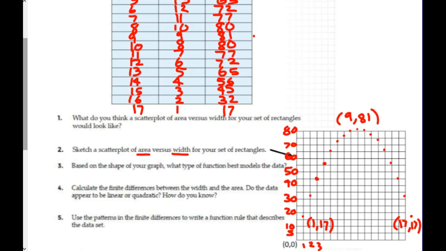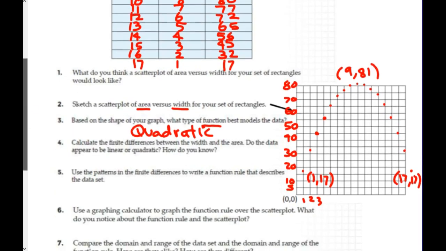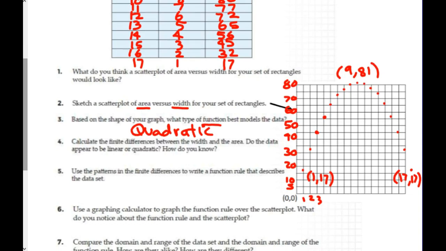Number 3. Based on the graph, now that you see that graph, what kind of function is that? What do you think? Good. If you could figure it out from our 1.7 notes title, yeah, it's quadratic, right? Number 3, the function is quadratic because it makes a parabola. Parabola. Looks like a U or an upside down U.